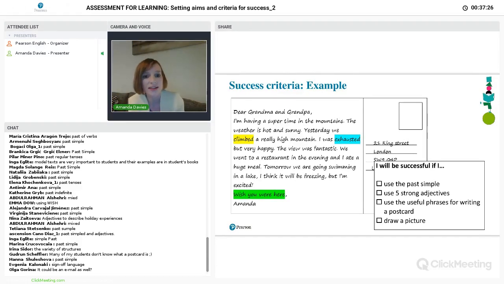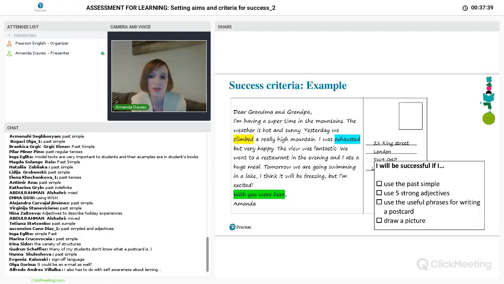So if they used them, great. If they made mistakes with them, okay, it doesn't matter because it's not my main priority. So we agreed to use the past simple. They agreed to use five strong or descriptive adjectives. They knew they had to use the useful phrases for writing a postcard and to draw a picture.